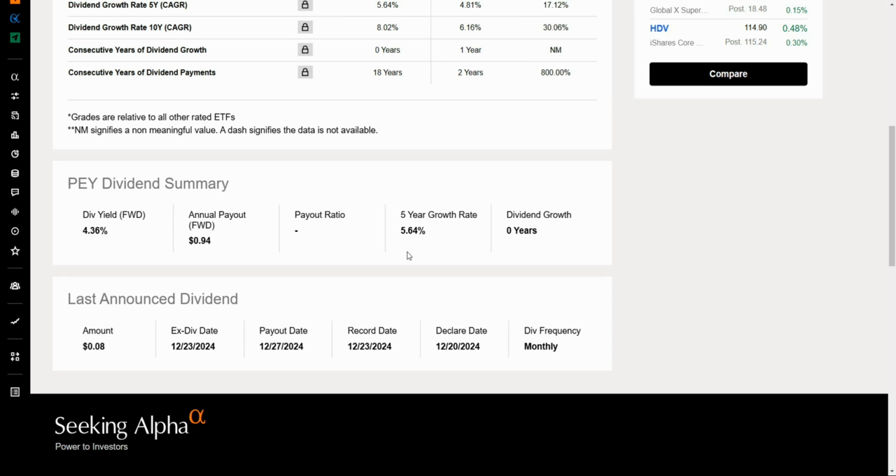Now, if your investment horizon is short term or you need income now, it might be wise to go for a high yield ETF, and that will, of course, limit your dividend growth, but you are going to make up for that with getting more money right now.